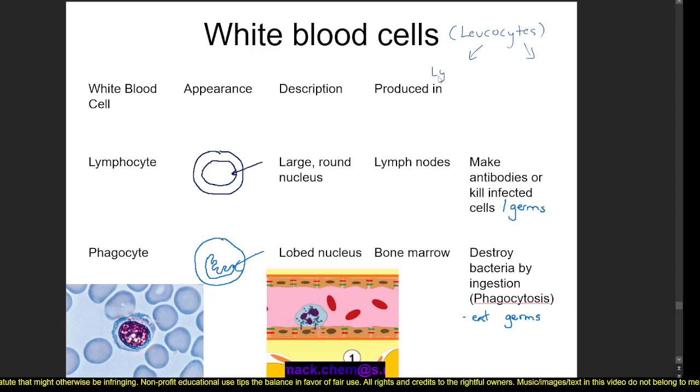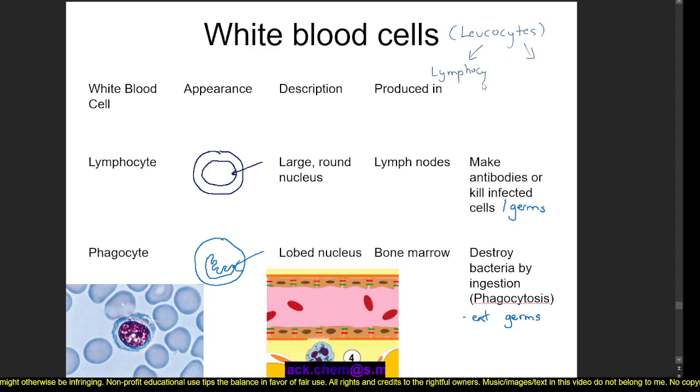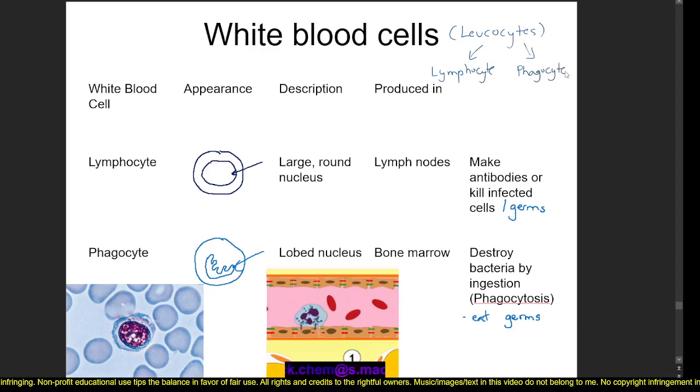One is called the lymphocyte. The other is called the phagocyte. Right, so we have lymphocyte and phagocyte. Our lymphocyte, as seen in this row here, can be distinguished from the phagocyte by their appearance. The lymphocyte is said to have a large round nucleus, but the phagocyte is said to have a lobed nucleus. We can also distinguish them from where they're produced.